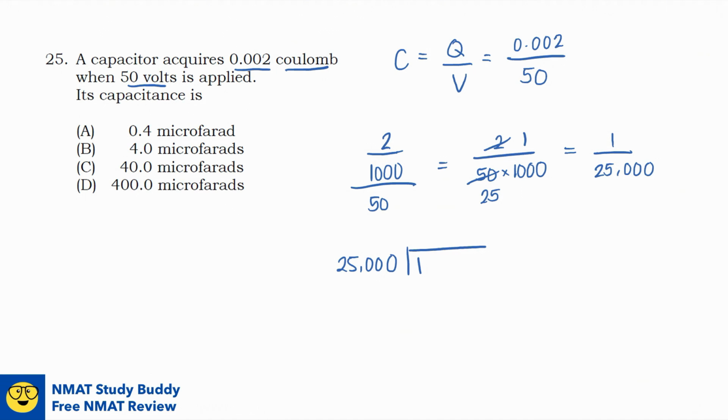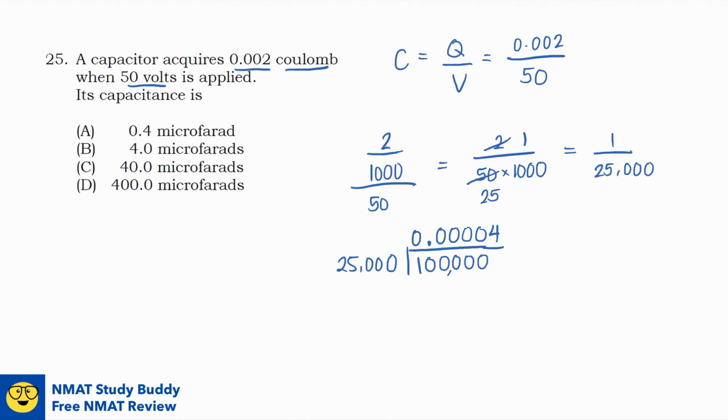Since hindi mo siya made-divide agad-agad, mag-add ka ng decimal place dito after nung 1. So, 0. And then, 1 divided by 25,000, hindi pwede. So, mag-add ka ulit ng 0. Di pa rin pwede. Lagyan mo ulit ng 0, and keep adding zeros until maging 100,000. So, yan. Pwede na siyang ma-divide. So, 100,000 divided by 25,000 is 4.